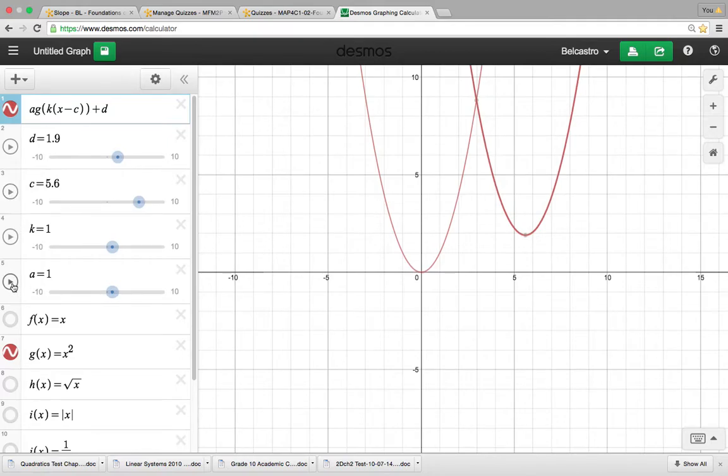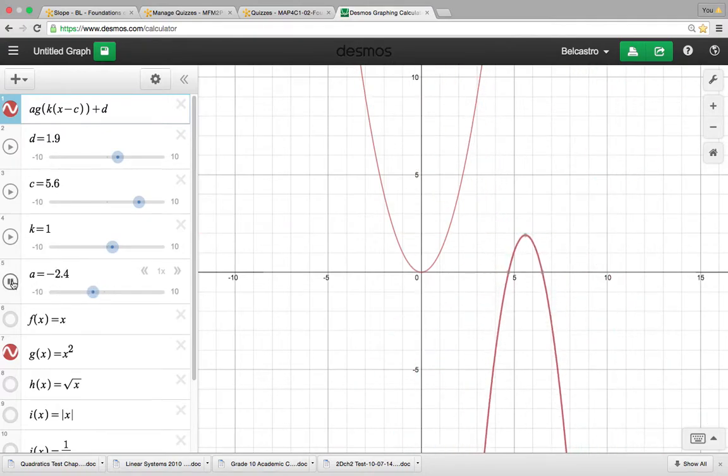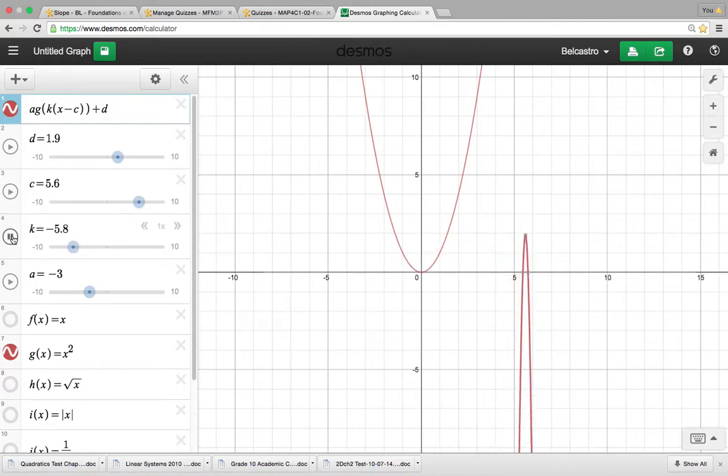We'll do A because A is what we're used to seeing. As A increases, it gets thinner. It's called a vertical stretch. And then as it gets smaller, it gets wider, wider, wider, and then when it's negative, it flips. And then K does the same thing except horizontally. It flips back and forth. And again, with a quadratic, it's a little hard to see because we're not used to seeing this k idea.